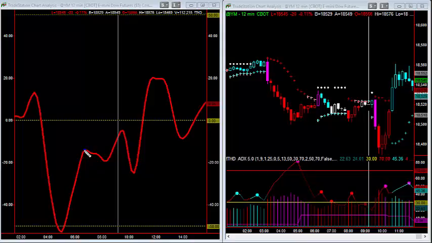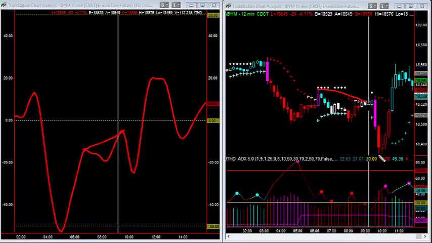So we have a high here and a higher high here. We have a high here and a lower high. Notice how this goes in one direction, this goes in the opposite direction. That is the core of divergence.